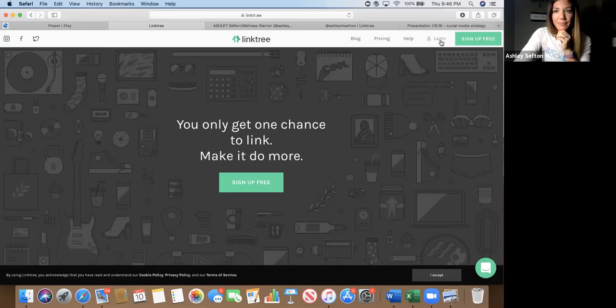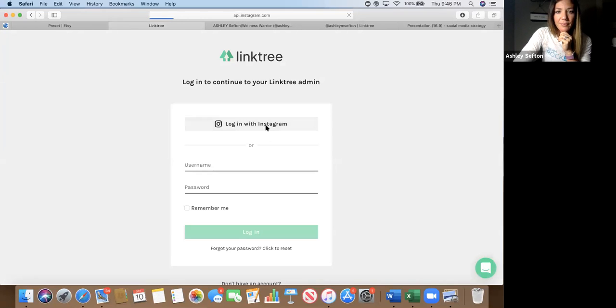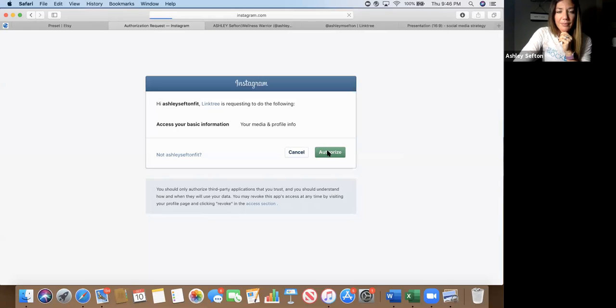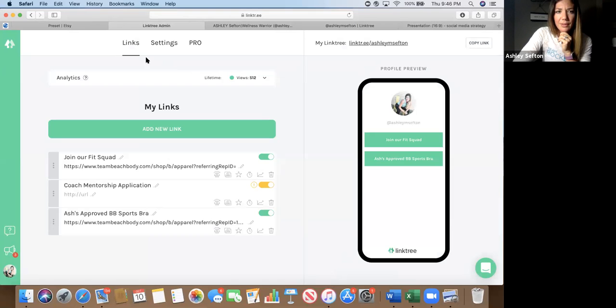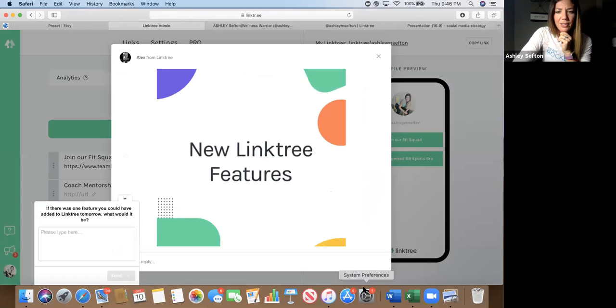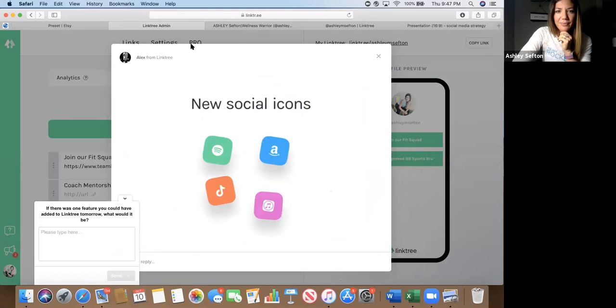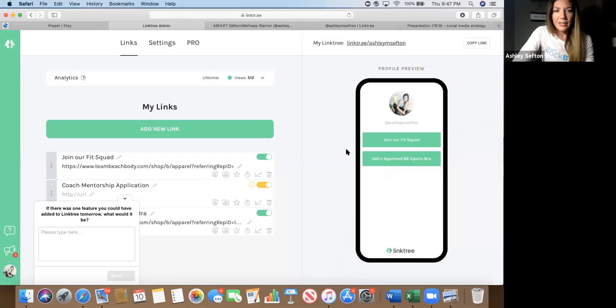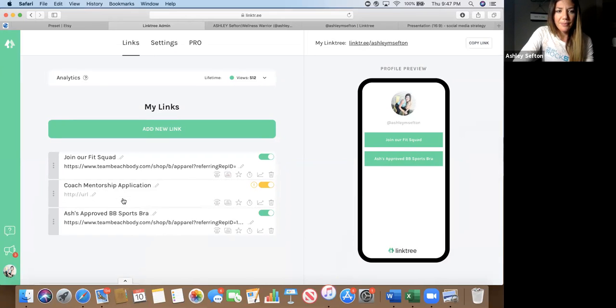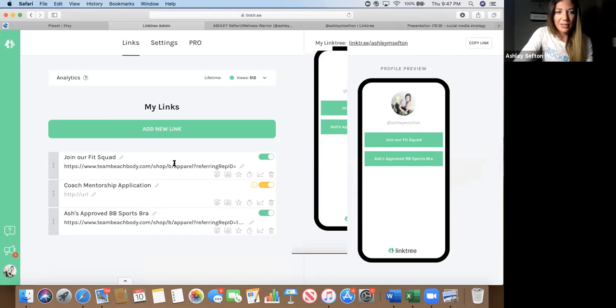So here's Linktree. Log in with your Instagram. Okay, so this is what Linktree is. It's going to tell you exactly what your profile is going to look like if they make you a Linktree.